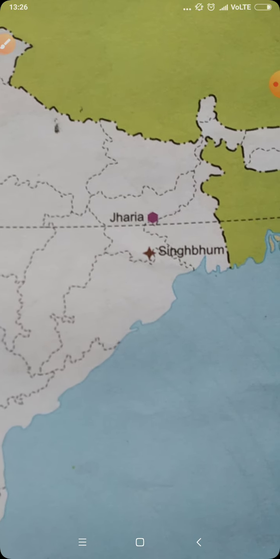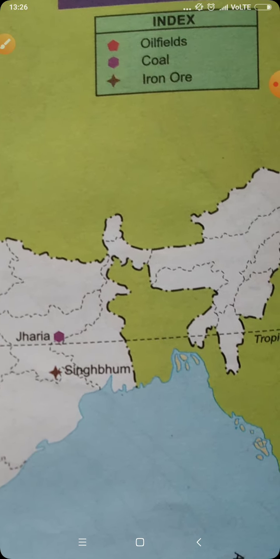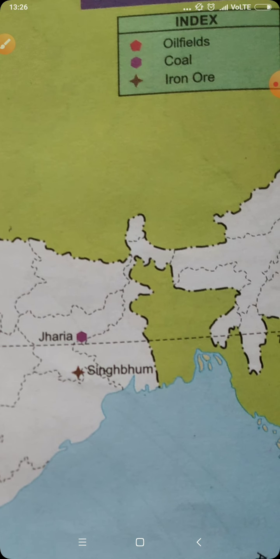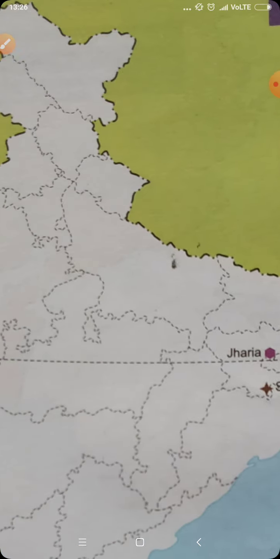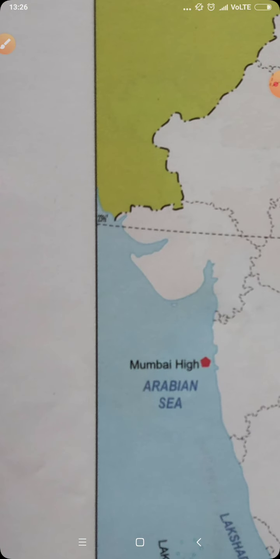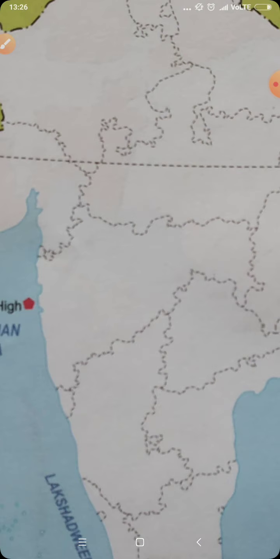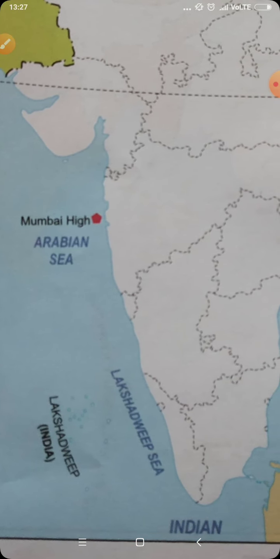See, Jharia, it's shown with coal. Coal is found in Jharia. Then iron ore found in Singhbhum. Oil fields are there in Digboy. Then other oil fields, Mumbai High. These are very important, which we have to keep in mind.